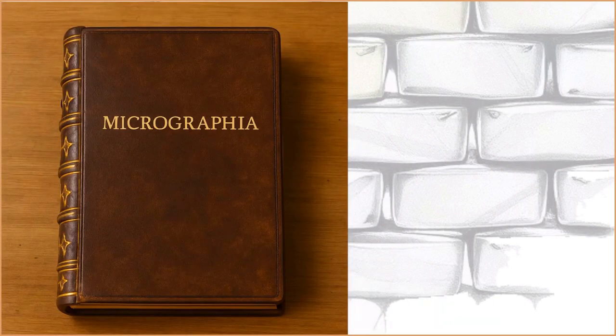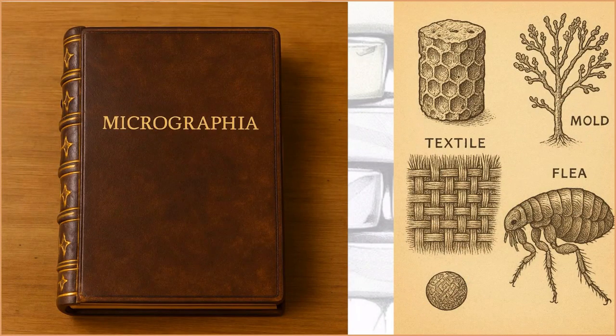In 1665, Hooke published his observations in a scientific book called Micrographia. It contained detailed drawings and descriptions of his microscopic findings, including cork, mold, textiles, and even insects like fleas.